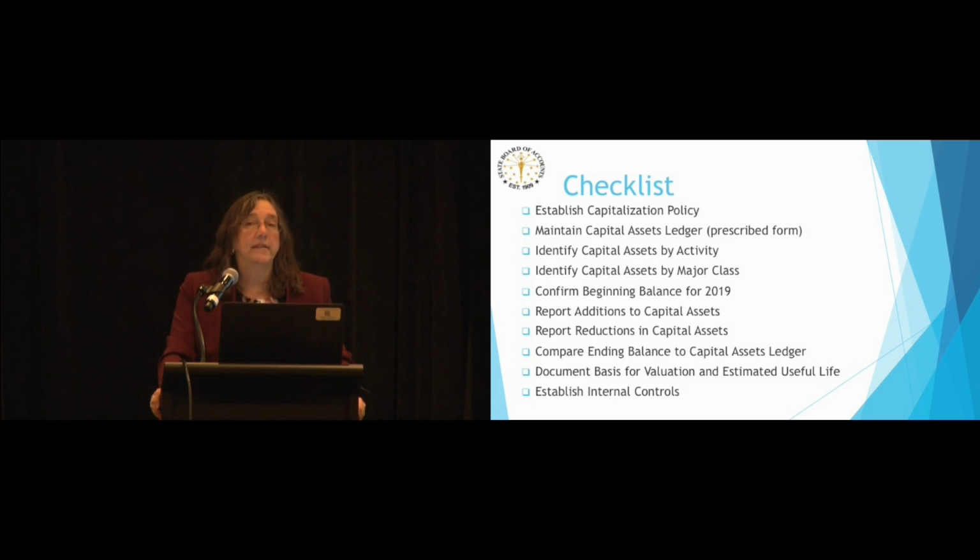Confirm your beginning balances. Report your additions in 2019. Make sure you have all your reductions in 2019. Compare your ending balance to your capital asset ledger to make sure they tie. Document any basis or calculation or work you've done for determining historical costs for value and estimated useful life. Make sure you start establishing those controls over the capital assets.